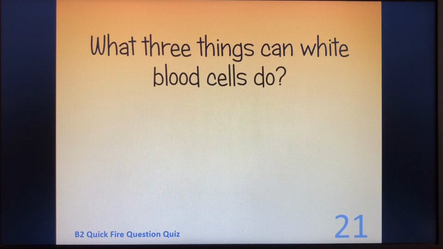Question 21. What three things can white blood cells do? What three things can white blood cells do? So we've got to think of three keywords. Give it a little second for this one because it takes a bit longer.